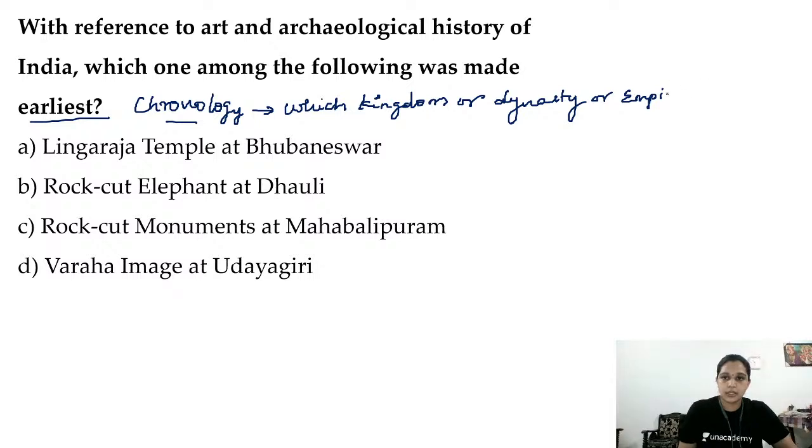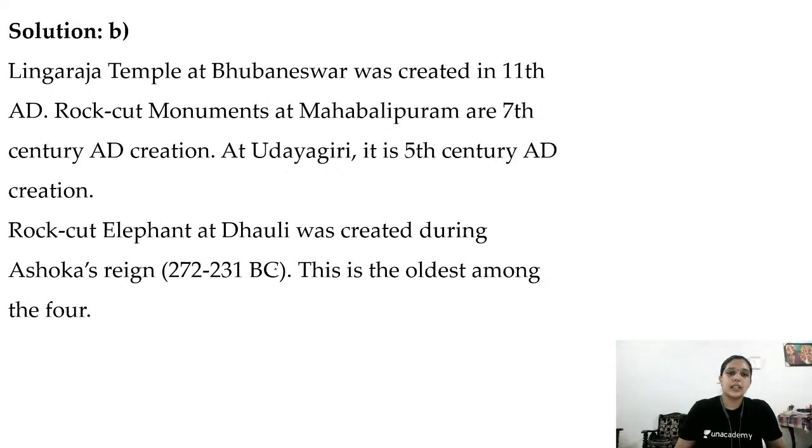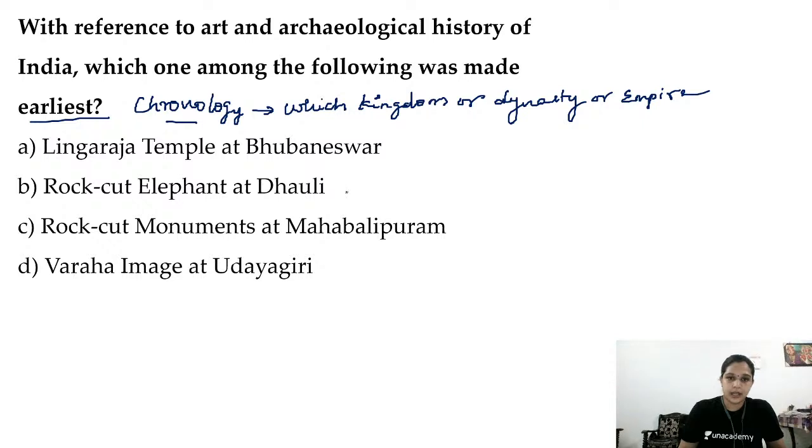Okay, so under which kingdom or dynasty or empire this was made is what you should know. So Lingaraja temple at Bhubaneswar, rock-cut elephant at Dhauli, rock-cut monuments at Mahabalipuram, Varaha image at Udayagiri. So these are the 4 options. So here the answer is B, which is the rock-cut elephant at Dhauli.